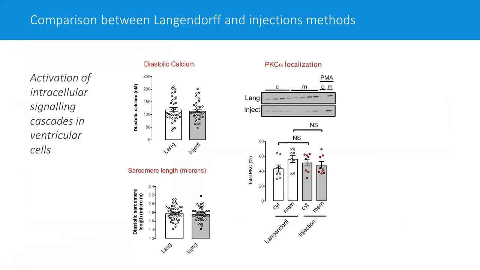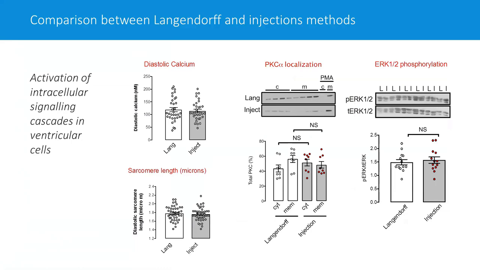There was also no difference in PKC alpha localization. This was, for us, a way to assess the percentage of PKC alpha that is found in the cytosol versus membrane. Again, we didn't find more PKC alpha in the membranous fraction with either of the techniques. And we also looked at ERK1-2 phosphorylation. Again, there were no significant differences in ERK1-2 phosphorylation between the cells isolated using Langendorff or injection methods.